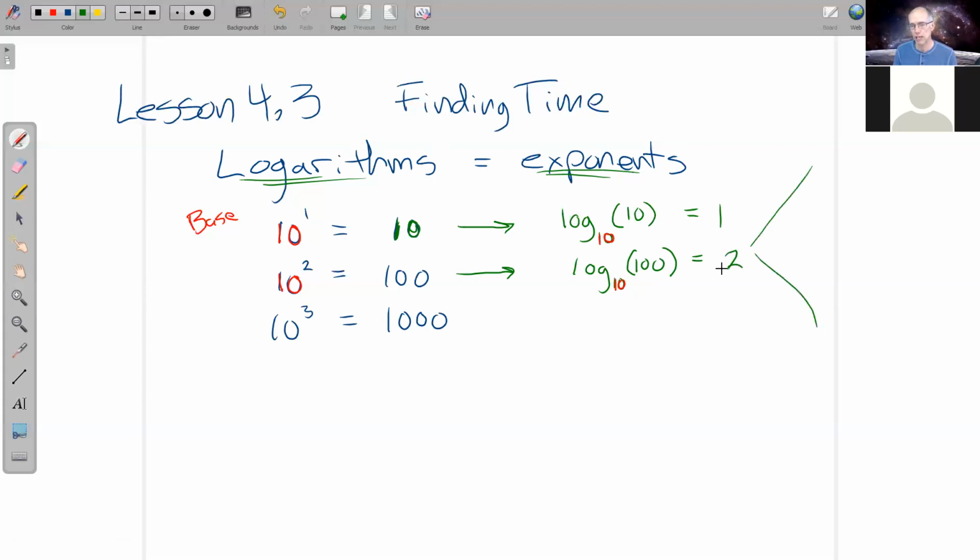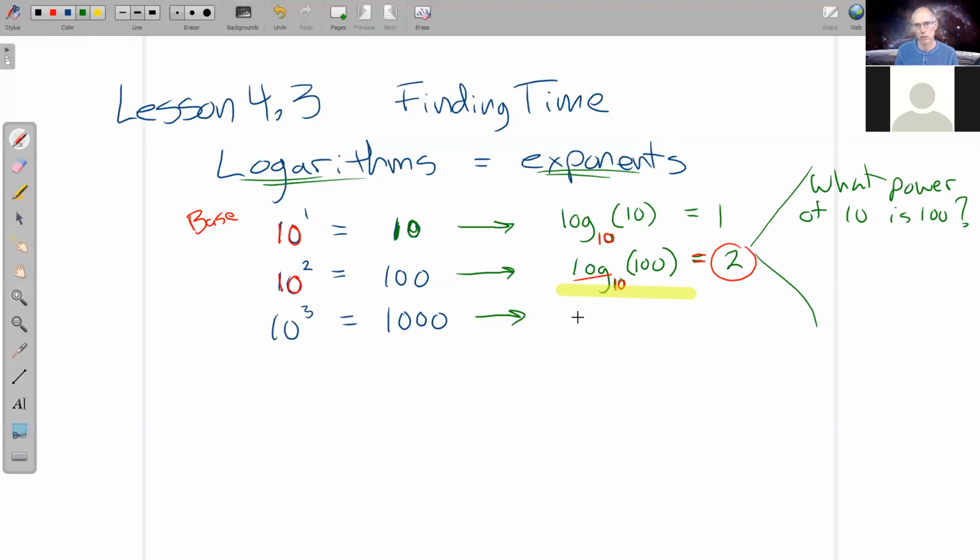If I speak out what this part means here, what this says right here is what power of 10 is 100? And we can say, hey, it's the second power, 2. 2 is the exponent that gives us 100. So again, my point here is a logarithm is an exponent. The exponent is 2. Let's rewrite this one right here.